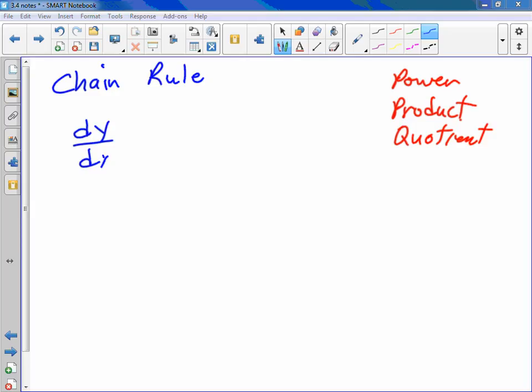dy dx equals dy du times du dx. It allows us to deal with composition of functions, really. And it's funny because we were doing that in what class, Mr. Shelton? College algebra, we were doing composition of functions, and here's why. Chain rule. It's exactly that. Okay, so let's try one.